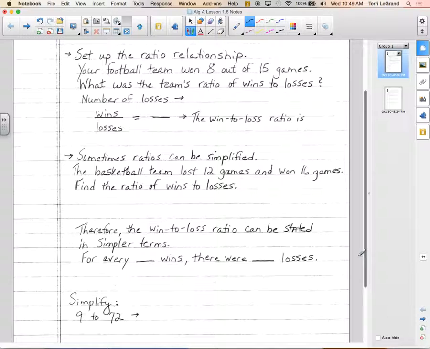Okay, so let's set up the ratio relationship for this. Your football team won 8 out of 15 games. What was the team's ratio of wins to losses? Will you take your pencil right now and just first of all circle that? What is the ratio of wins to losses? Now, ratios are like the division problem in math, and order matters in division, so we have to compare them exactly in that order. Wins to losses.